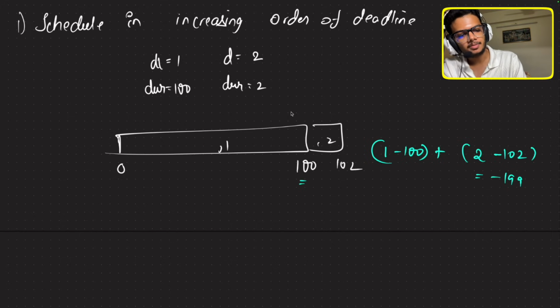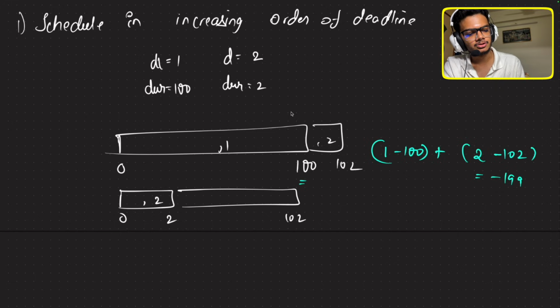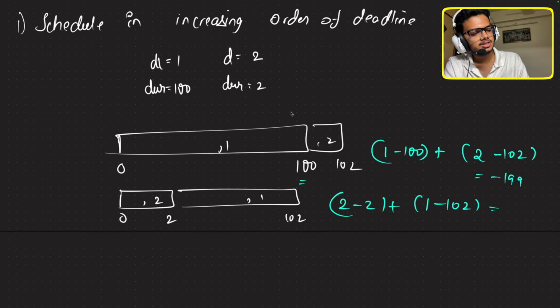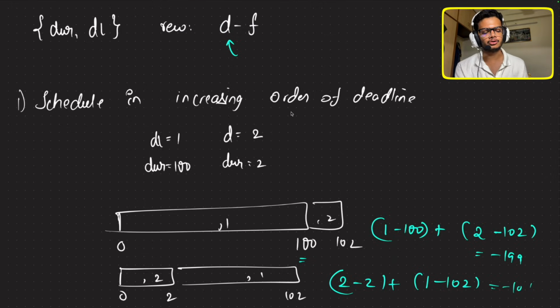Okay. But if you had scheduled the shorter task first, it was 0 to 2, so this guy had a deadline of 2, and then you would have scheduled this 100 guy, so this would have ended at 102. This guy had a deadline of 1. So here, what is the reward? You can clearly see the first guy, it will be 2 minus 2. Its deadline was 2, it got completed at 2, so d minus f is 2 minus 2. And then the next guy, its deadline was 1, but it got completed at 102. This is simply minus 101. So this strategy doesn't work, scheduling in increasing order of deadline.